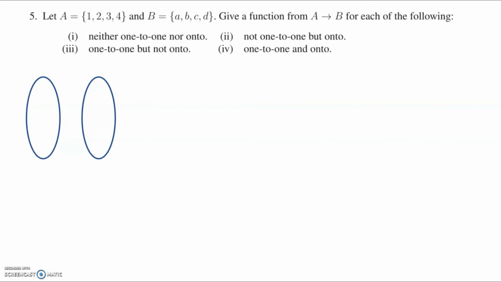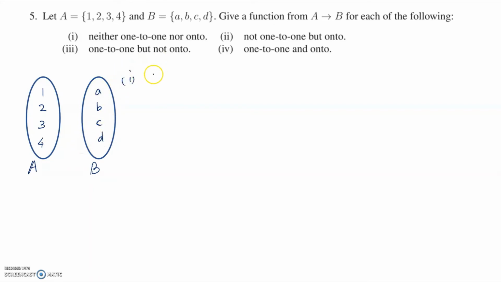Question number 5. Let A be equal to {1, 2, 3, 4}. B is equal to set {a, b, c, d}. Give a function from A to B for each of the following. So the part one of the question is neither one-to-one nor onto function. So this is A, this is B. A has 1, 2, 3, and 4. And B has a, b, c, and d.